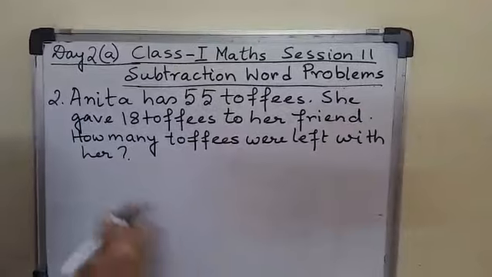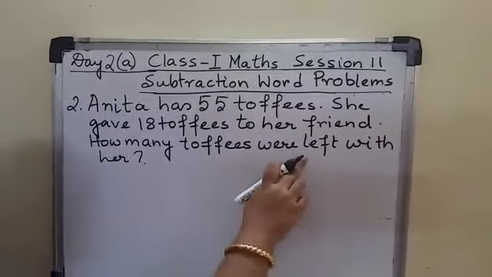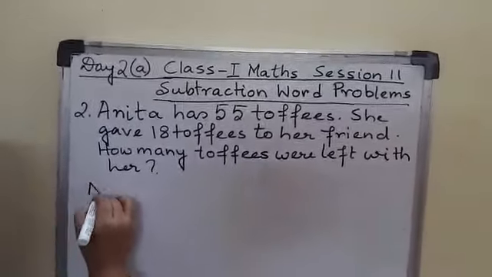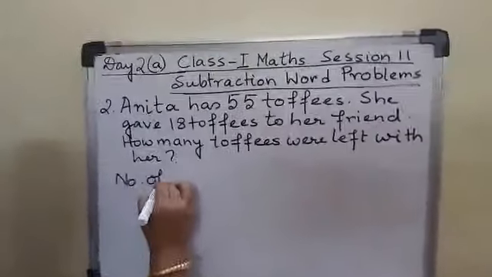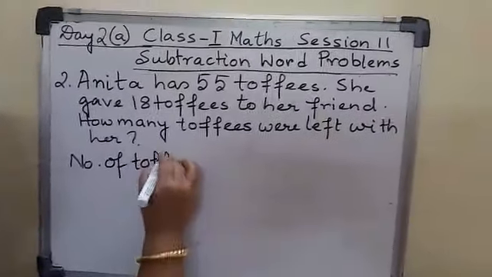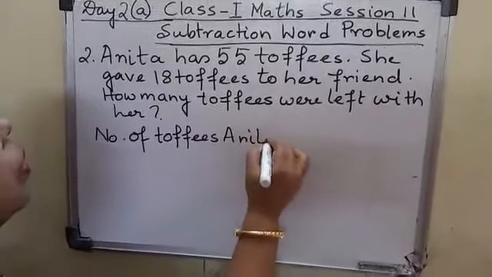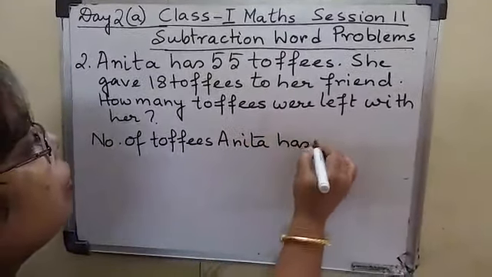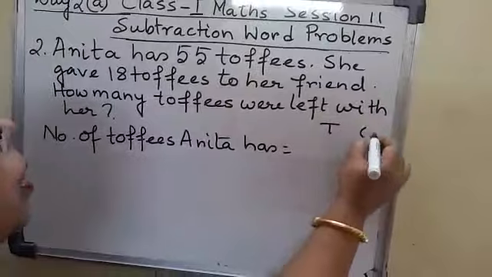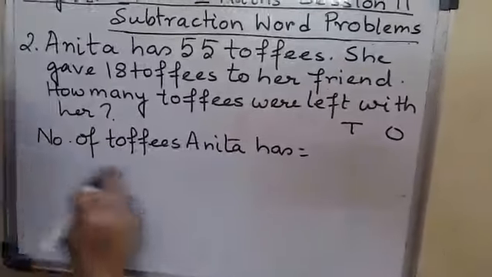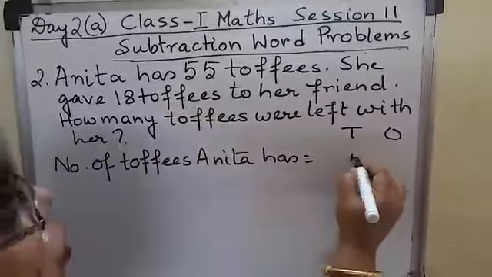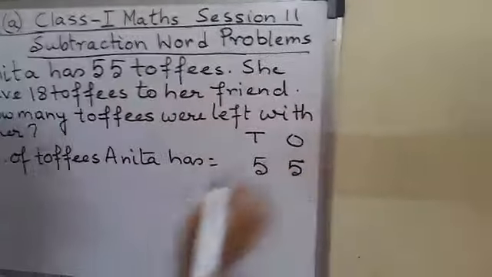So, left with her, left means subtraction, you know. So, number of toffees Anita has. Write down on top the place value, tens, ones. So, how many toffees Anita has? 55. We write down 55.